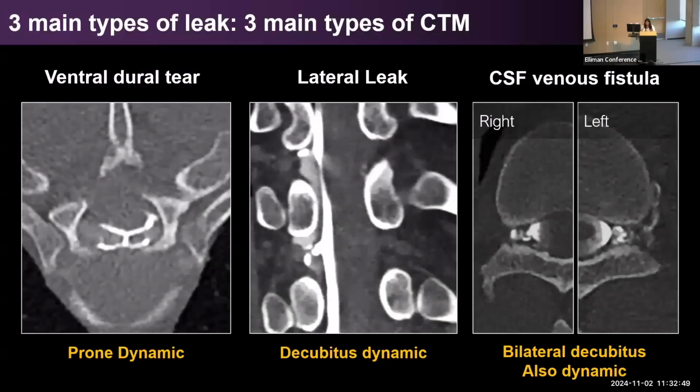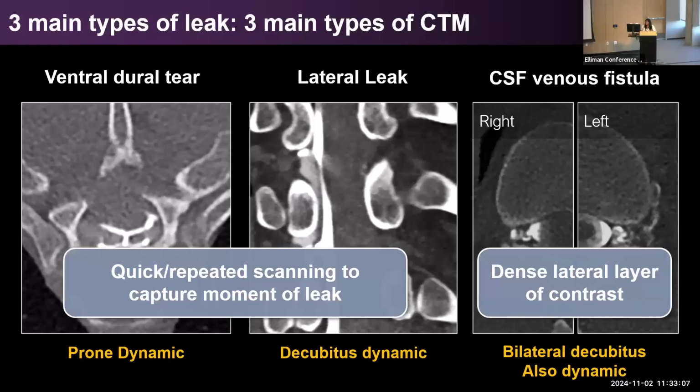But essentially, when we think about the three main kinds of leak, we're thinking about dural tear type leaks. So these are type 1 and type 2 leaks, which generally leak relatively fast. Sometimes these lateral leaks can be a bit slower, but they require imaging that is more time dependent, so quick repeated scanning to capture the moment of the leak. Whereas for CSF venous fistula type leaks, we're wanting different aspects of our myelography. And mainly I find that the timing does matter, but also the density of the contrast really matters.